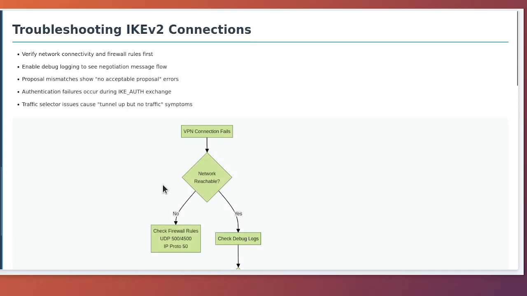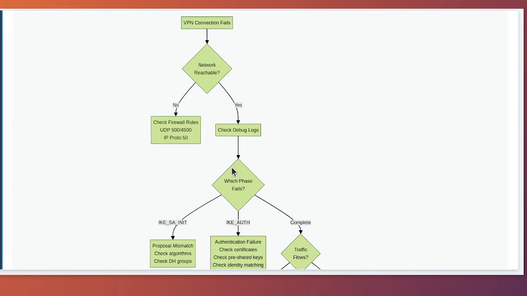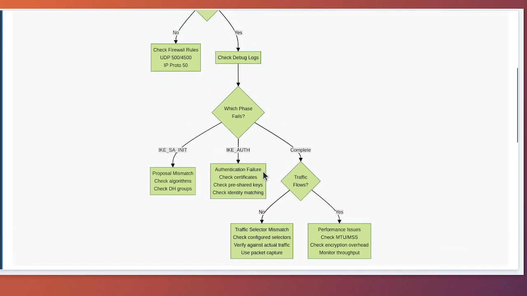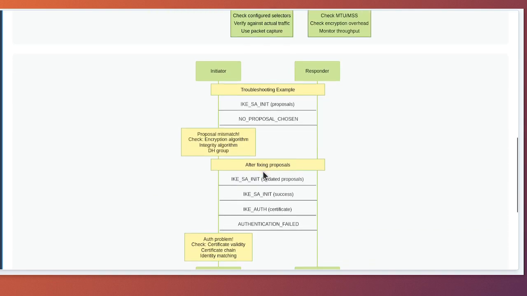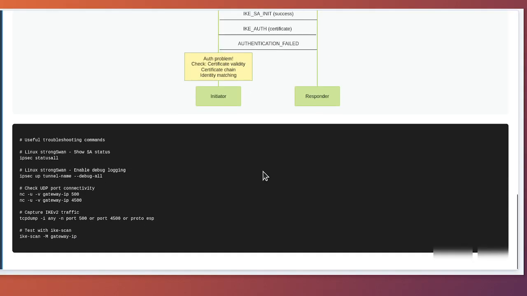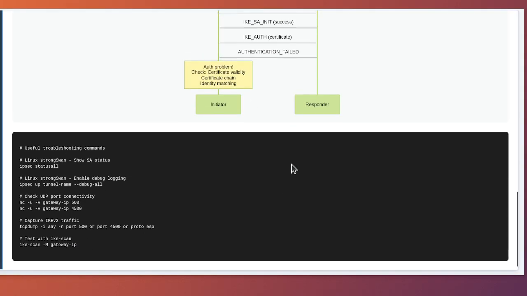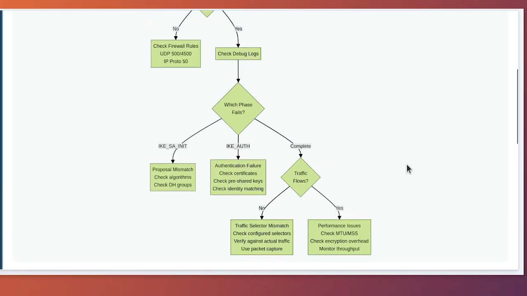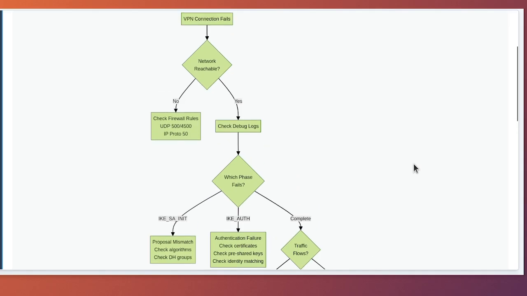Troubleshooting IKEv2 connections. Troubleshooting IKEv2 issues requires systematic diagnosis because problems can occur at multiple layers: network connectivity, firewall rules, configuration mismatches, authentication failures, or certificate problems. Developing a methodical troubleshooting approach saves time and helps you quickly identify the root cause. Understanding what information to look for in logs and captures is essential for effective diagnosis.